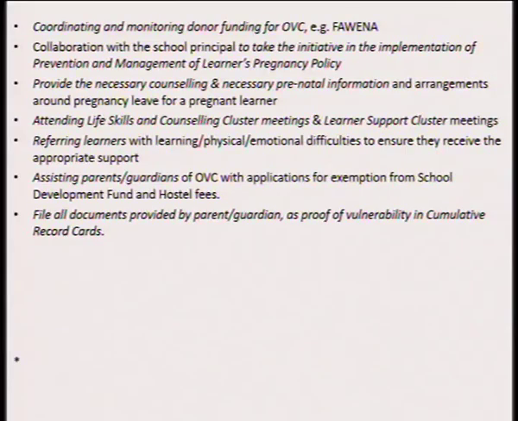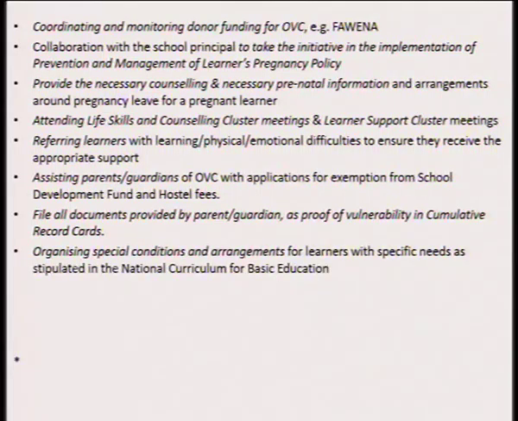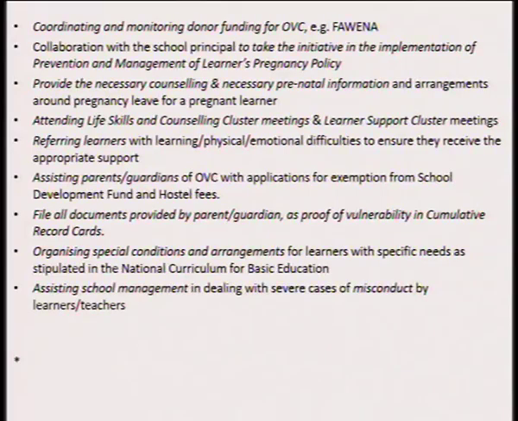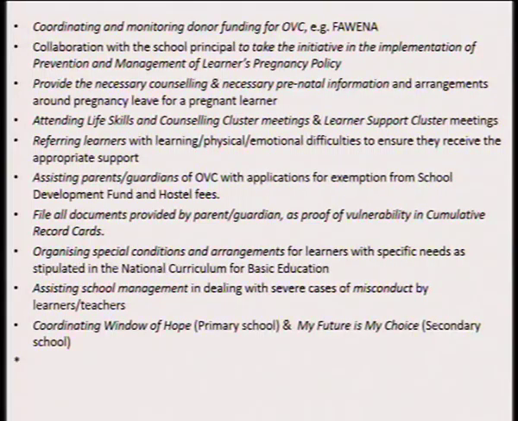Then the teacher should also file all the documents provided by the parent or guardian as proof of vulnerability in the cumulative record cards. In addition, the teacher has to organize the special conditions and arrangements for learners with specific needs as it is stipulated in the National Curriculum for Basic Education. Then she needs to assist the school management in dealing with severe cases of misconduct by both learners and teachers. In the very last place, the teacher is responsible to coordinate the Window of Hope in primary school and then the My Future is My Choice program in secondary schools.